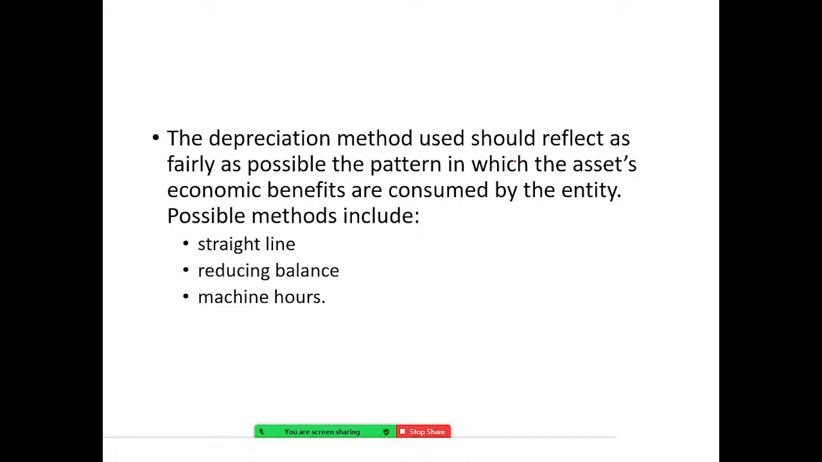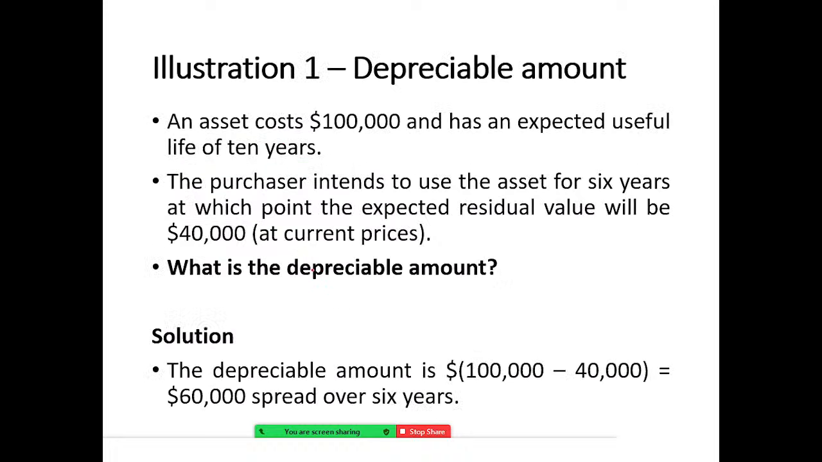The depreciation method used should reflect as fairly as possible the pattern in which the asset's economic benefits are consumed by the entity. Possible methods include the straight line method, which all of you are very familiar with, the reducing balance method and the machine hour method. We'll see one illustration, a basic example.